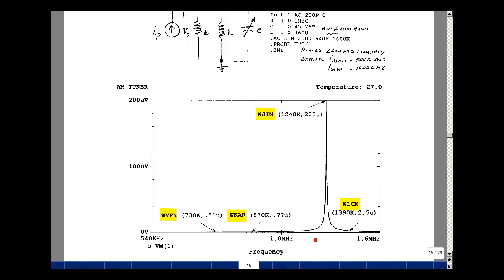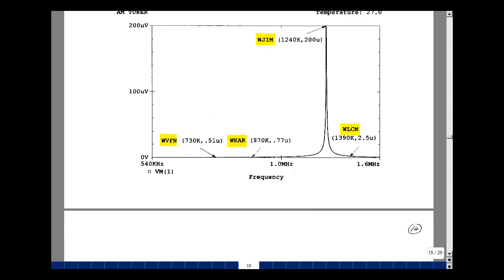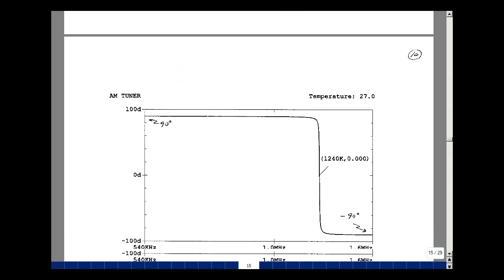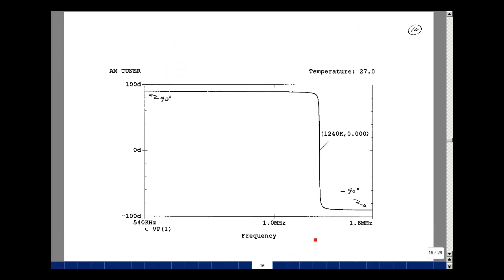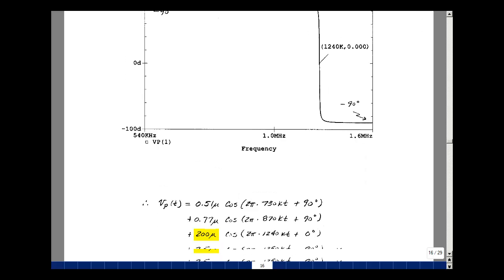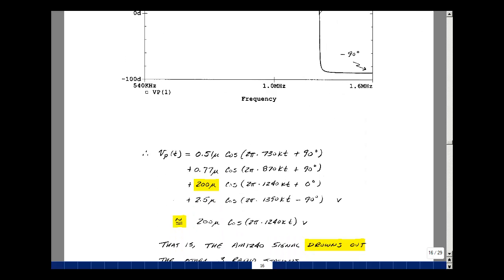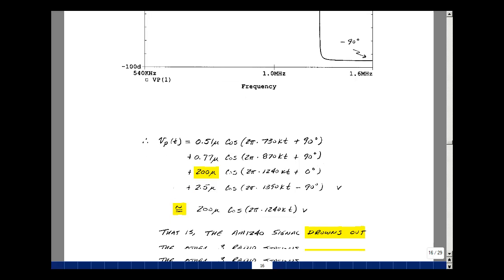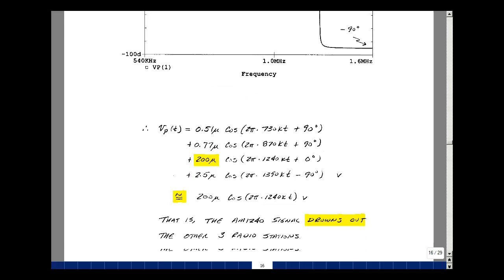I'll also plot the phase angle, although it's not real critical for what we're doing. As we pass through that resonant frequency, we see a phase shift from plus 90 to minus 90. And right at our tuned radio station, we have a purely resistive circuit, so we have no phase shift. What this implies is that we can now calculate the steady state value of the voltage across the parallel combination by putting the cosine of omega t between the magnitude and the angle.